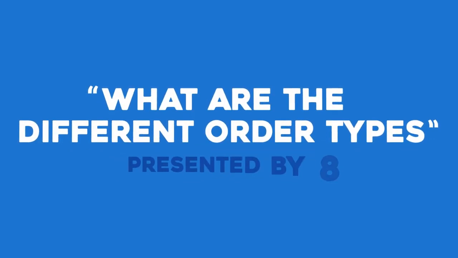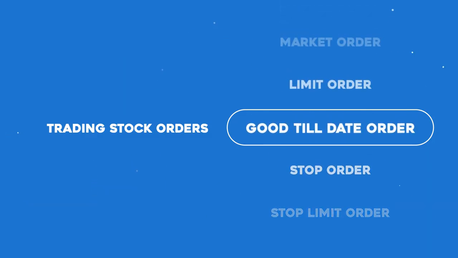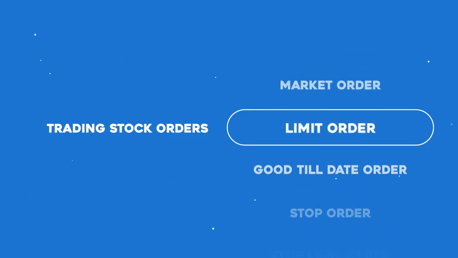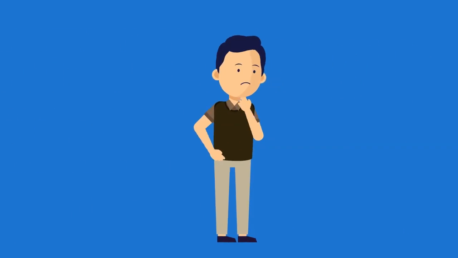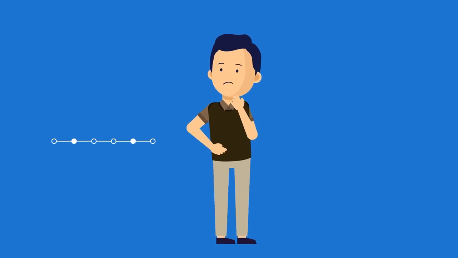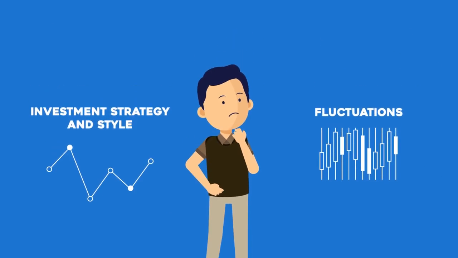What are the different order types? When trading stocks, there are a number of different orders you can place. These orders are instructions for when and how you want the stock to be bought or sold. Which ones you choose are dependent on your investment strategy and style, as well as share price fluctuations.